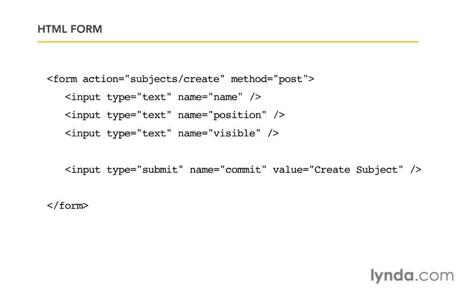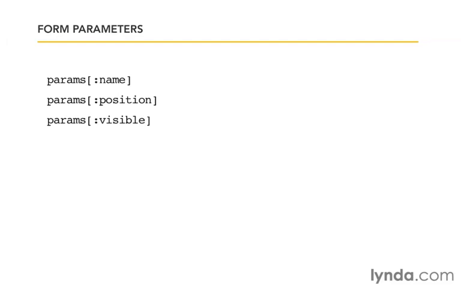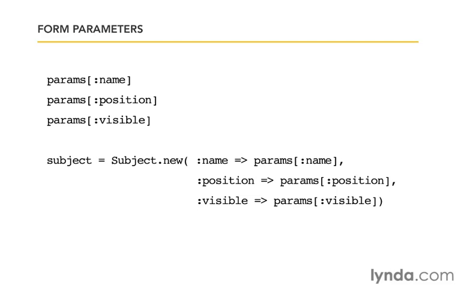And what we'll get when we click on this form and submit those values to the create action is we'll get a set of post parameters. And post parameters are accessed in the exact same way that the get parameters were. We just say params name, params position, params visible, just like we did for params ID. If we want to take those and construct a new subject from it, then we could just say subject.new and put together a hash using each of those values. So in the simplest way, this is how we can work with forms in Rails.